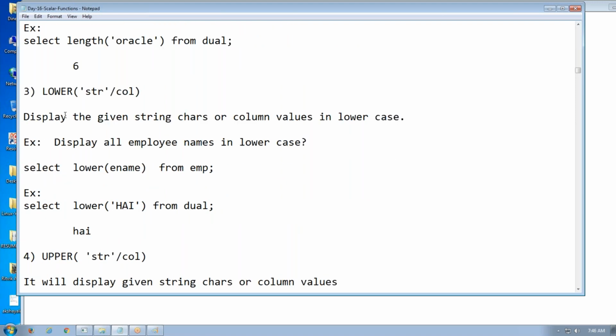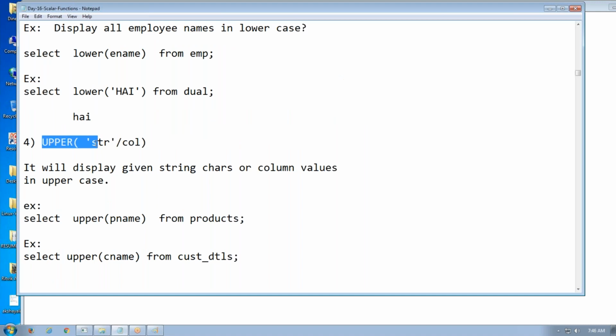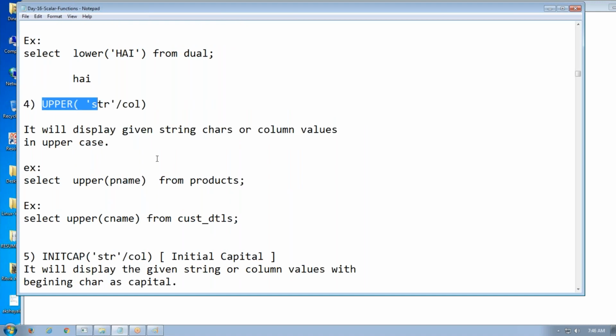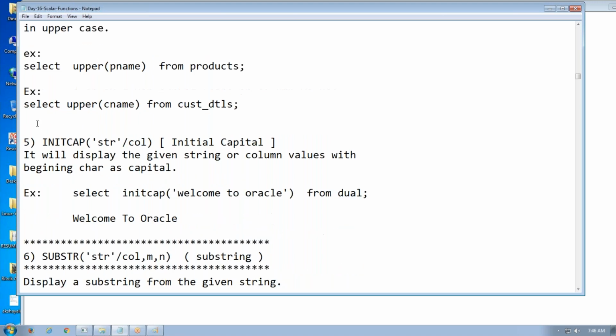Lower will convert all characters in the given string into lowercase. Upper will convert all characters in the given string into uppercase. Initcap will print the given string with each beginning character as capital. If the string has multiple words, each word's beginning character is printed as capital. This is about initcap. Now let me show you the remaining functions.